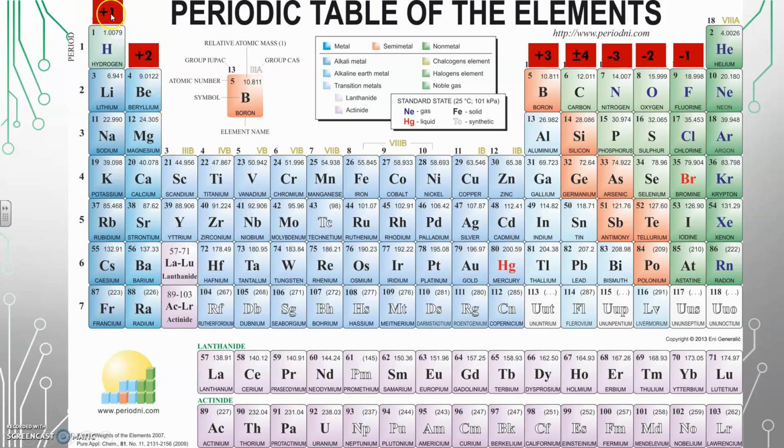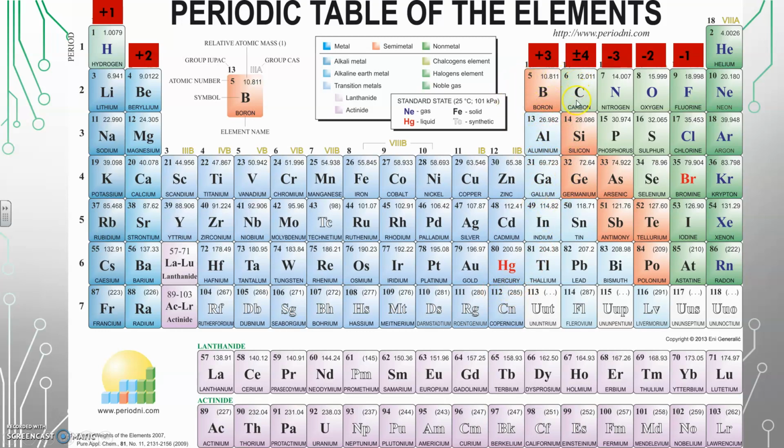Also want to draw your attention to these charges that I've got at the top of each of these groups, not periods, but groups. Okay, this is basically a breakdown of the charges that we were talking about earlier. Everything in this column likes to form +1 charges. Everything in this column, the second one here, likes to form +2. And then the third column over here, skipping over the transition metals, likes to form +3.